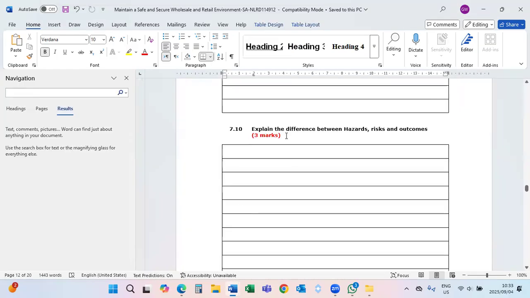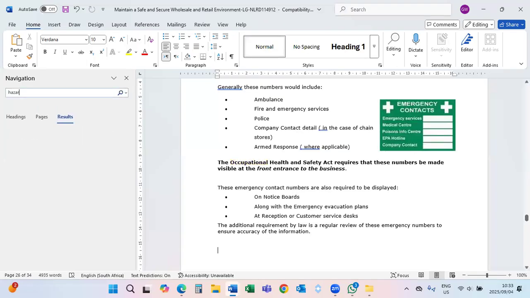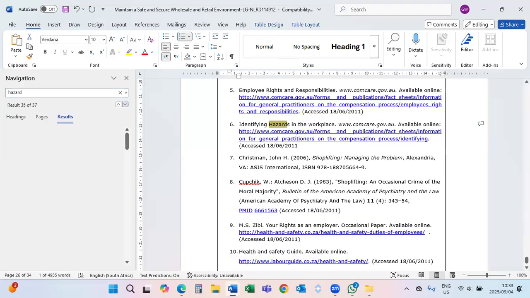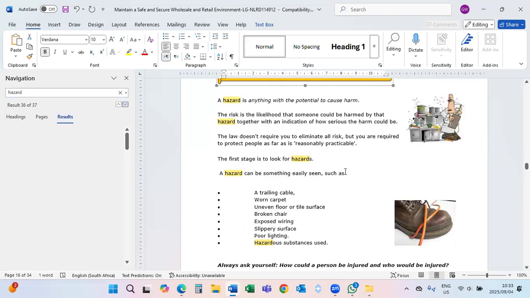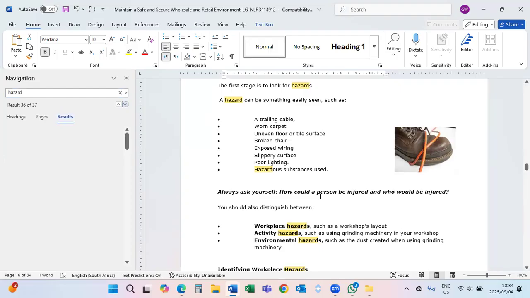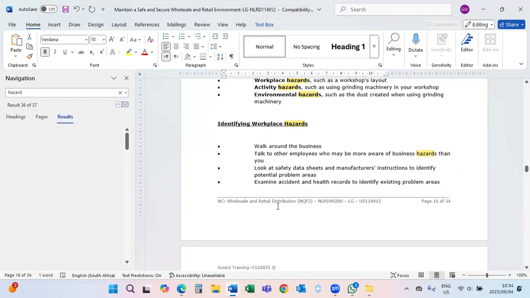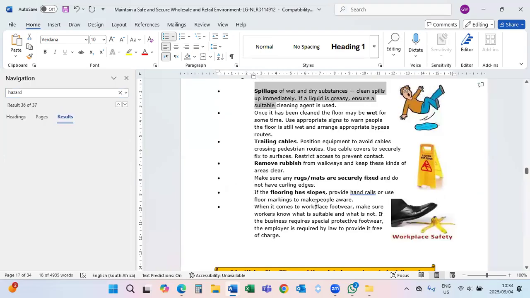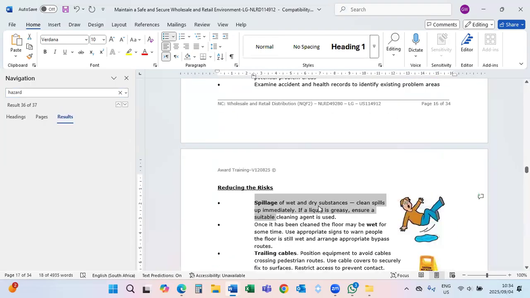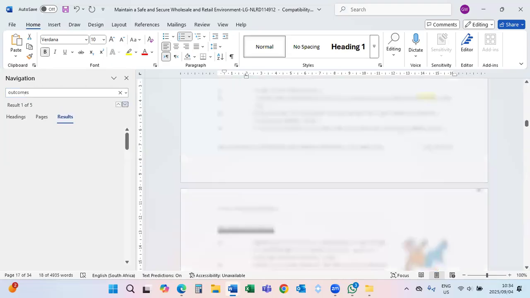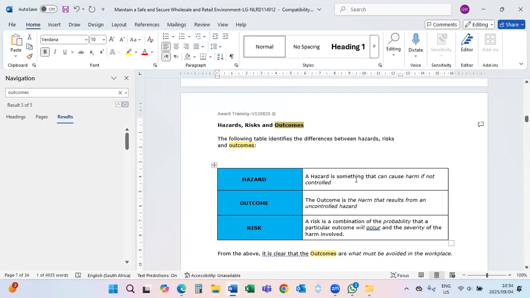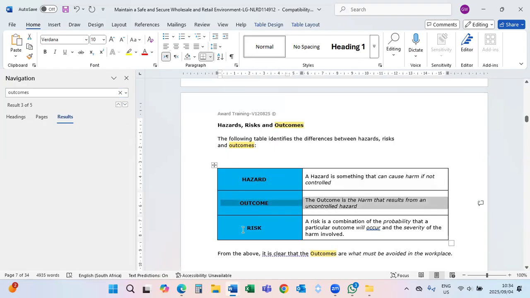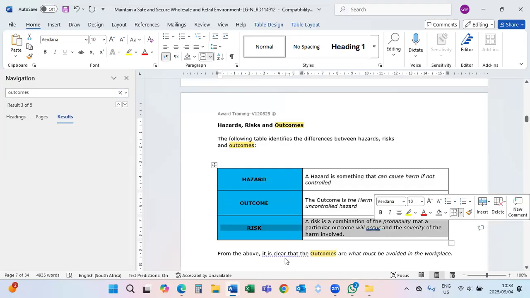For 4 marks. Explain the difference between hazards, risks, and outcomes. You can get that information here. Hazards, risks, and outcomes. Let's go there. There we go. So there's the information there. A hazard is a trailing cable. Okay. Hazards, you can identify certain hazards. What are risks? Things like spillage, trailing cables, and then outcomes. Let's just look for outcomes. Okay, specific outcomes. There we go. So there's actually the answer there. A hazard is that, an outcome is that, and a risk is that. That's the answer to this question over here. There we go.